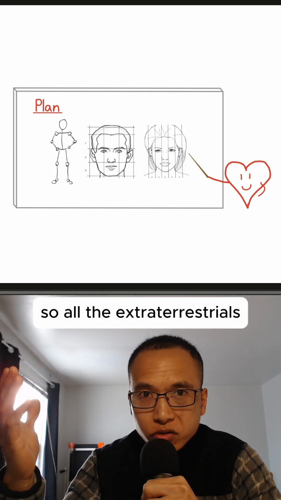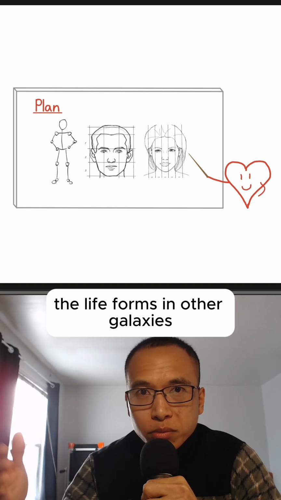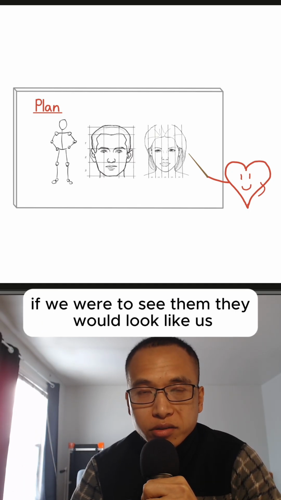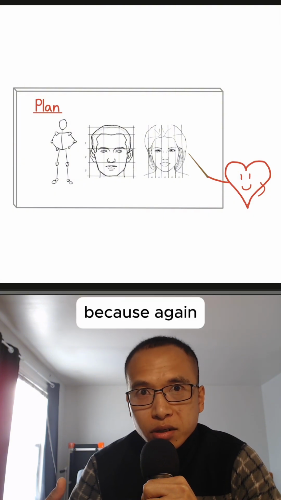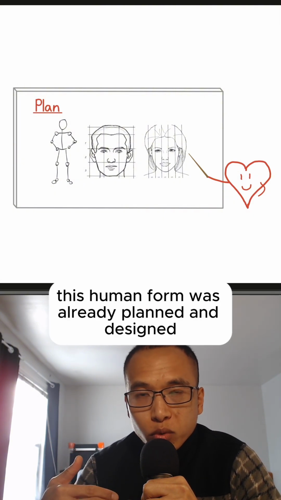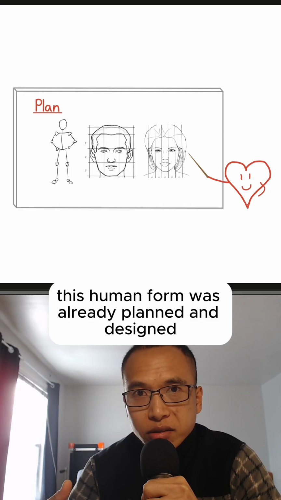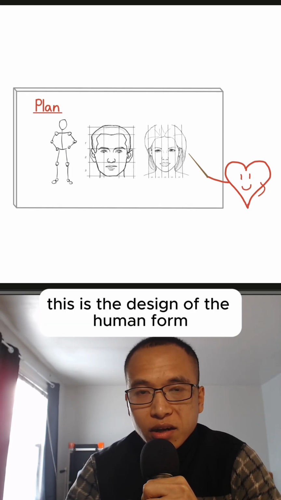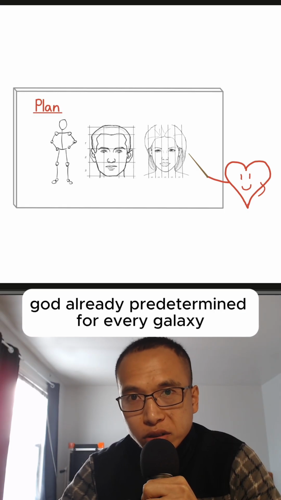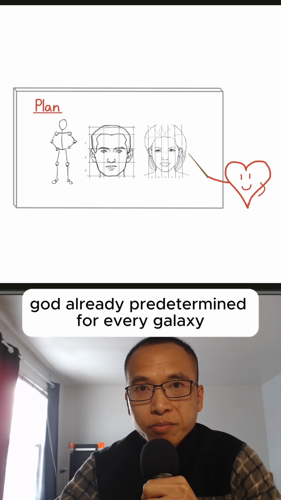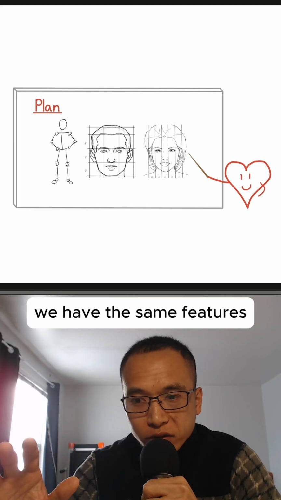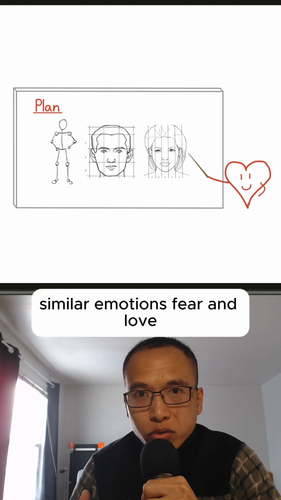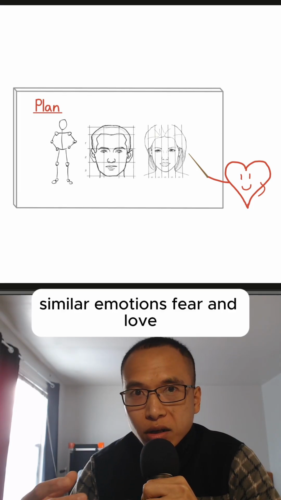So all the extraterrestrials, the life forms in other galaxies, if we were to see them, they would look like us, human beings. Because, again, this human form was already planned and designed prior to the birth of the galaxy. This is the design of the human form God already predetermined for every galaxy. They all look the same. We have the same features. We have similar emotions, fear and love.